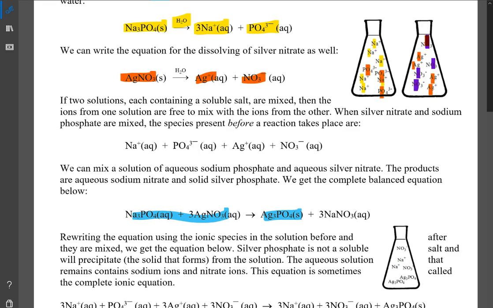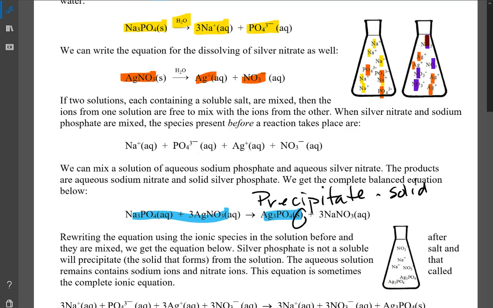Silver phosphate will combine, and the silver is more attracted to the phosphate than the water molecules. So it will combine, form a solid, and precipitate out. So we will have a precipitate. A precipitate means a solid, something that falls out of the solution. It's a cause of a chemical reaction, and it is going to look cloudy. You're going to have a drop of liquid that looks cloudy, and that means you have a precipitate.